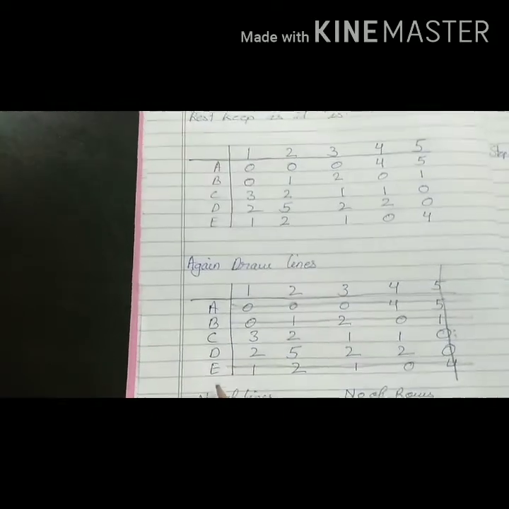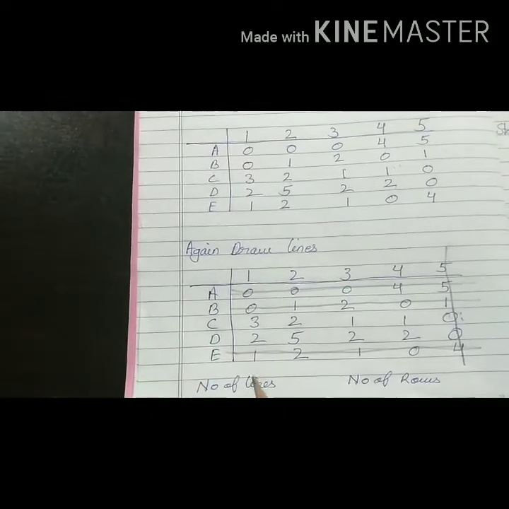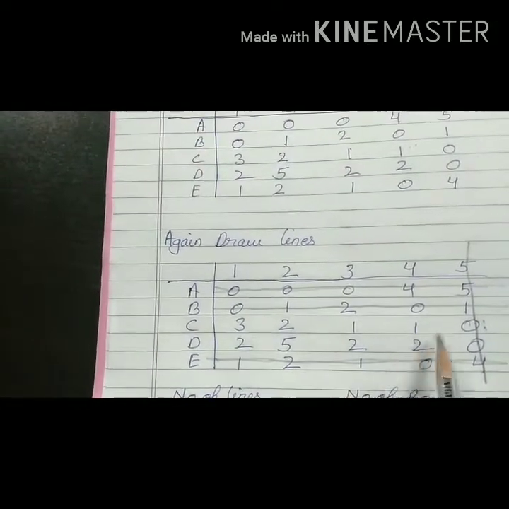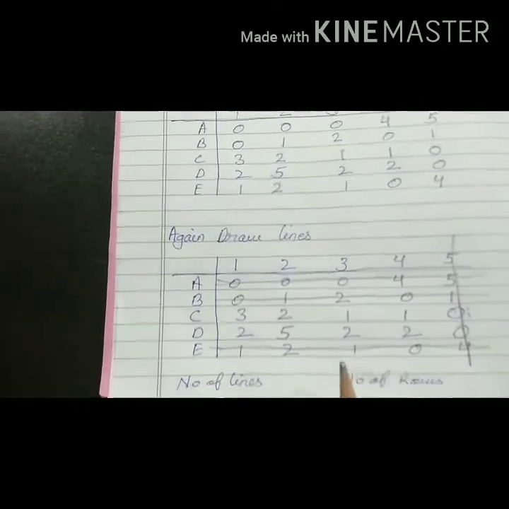So these are the lines. Now see if any zero is remaining which is not covered through the line. No. 3, 2, 1, 1, 2, 5, 2, 2. These are the uncovered elements.